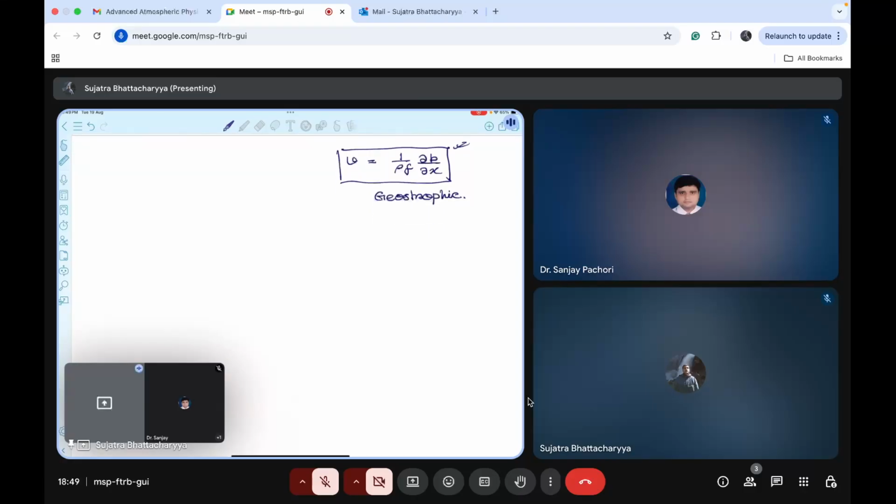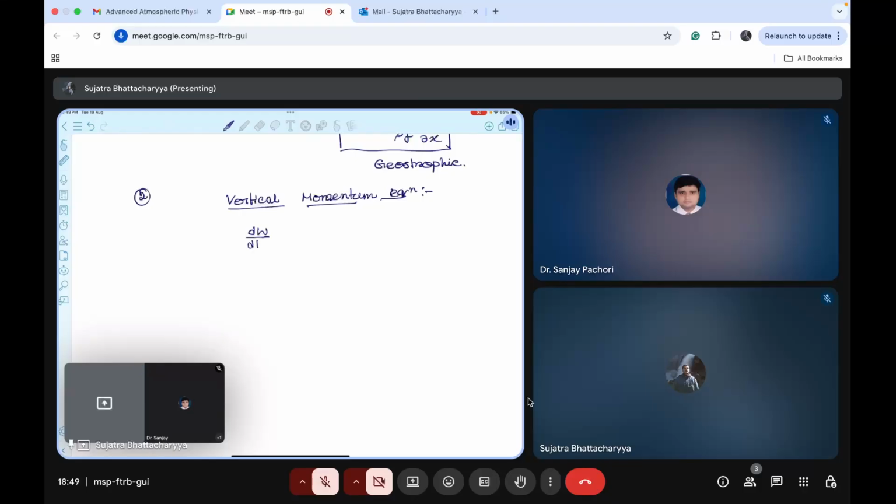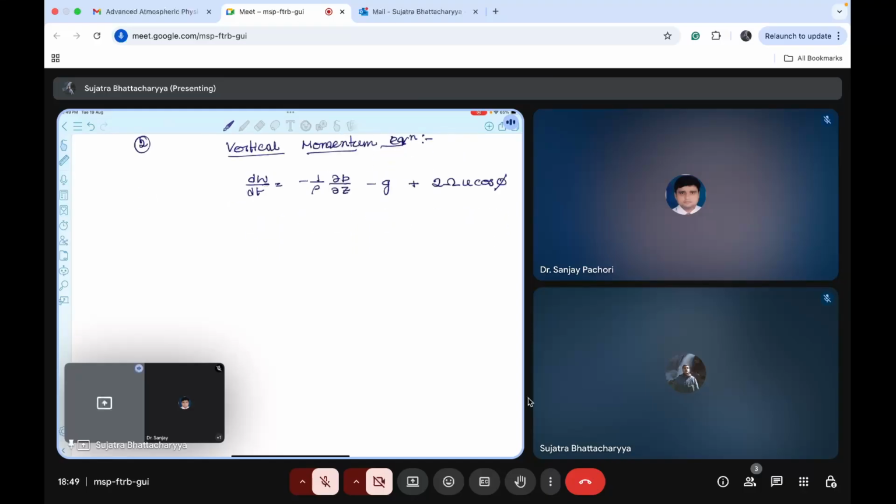Okay, let's go to the second thing, which is the vertical momentum equation. Let's see how we can apply the scale analysis in the vertical momentum equation. So dw dt is equal to minus 1 by rho delta p delta z minus g, and along with that you can have 2 omega u cos phi. This is your general force for the z direction, the vertical momentum equation.